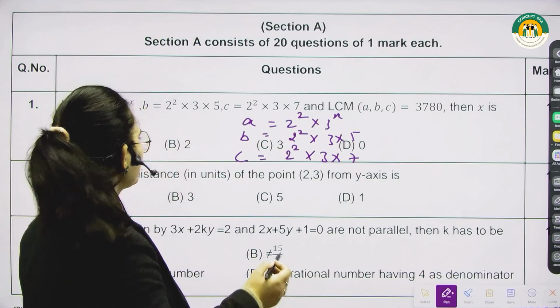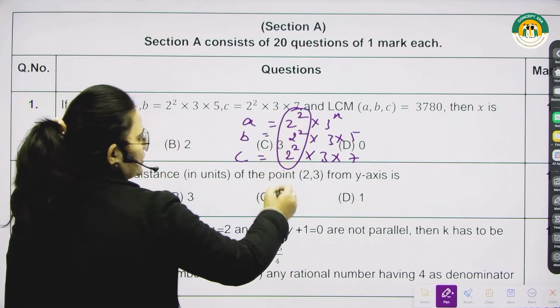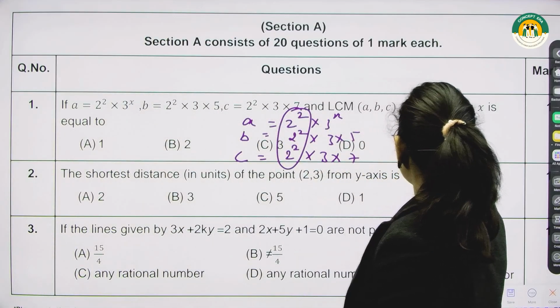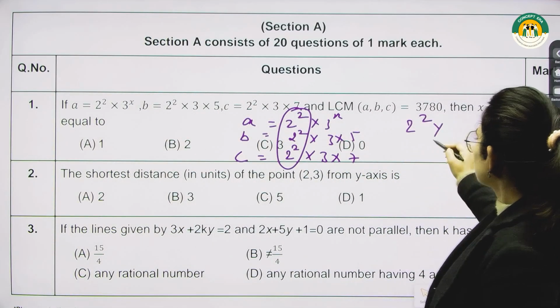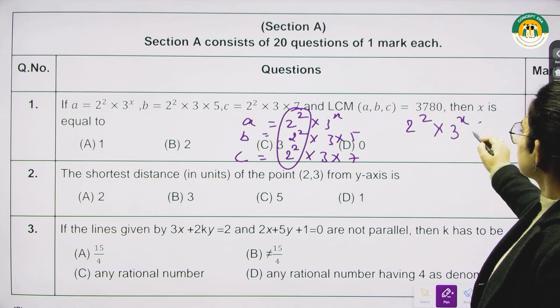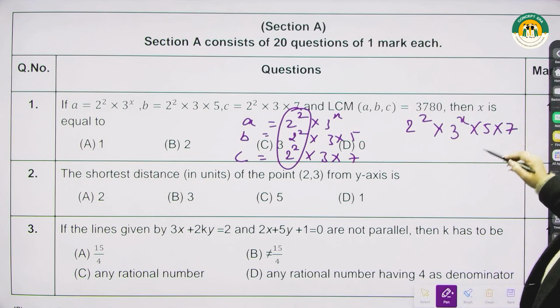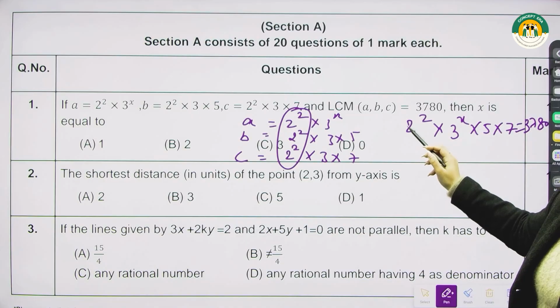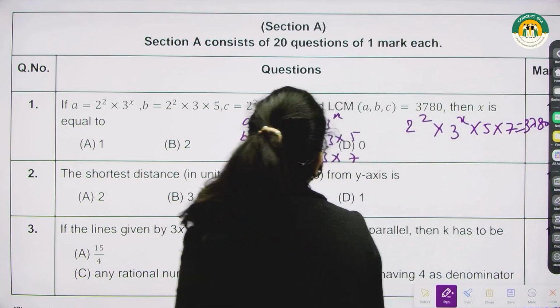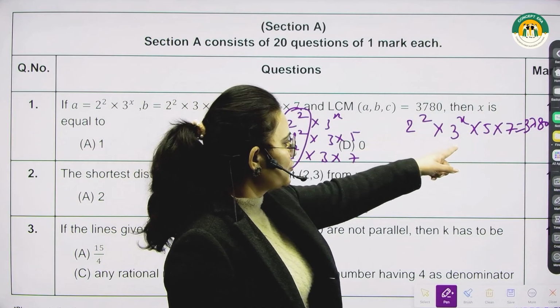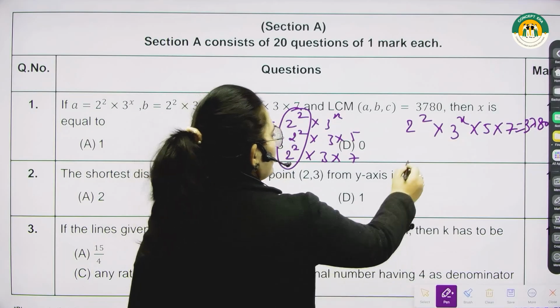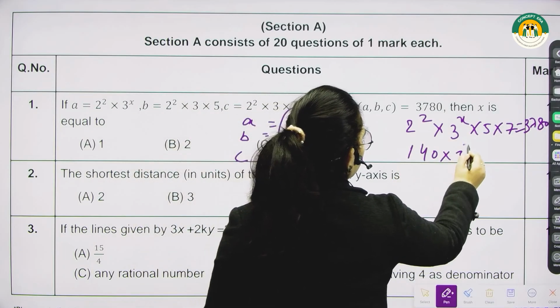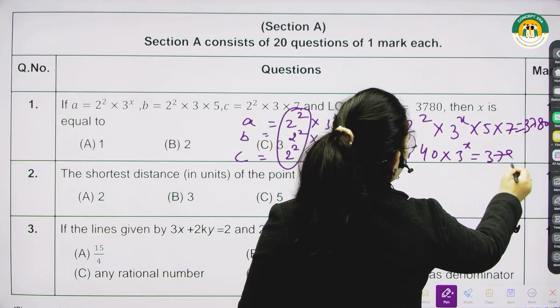We have to find the least common multiple, that is, firstly, 2 square. And the next one is 3 raised to power x. And the next is 5 into 7. And the LCM of all these factors is 3780. So 2 square is equal to 4. 4 into 5 is 20. 20 into 7 is 140. 140 into 3 raised to power x is 3780.